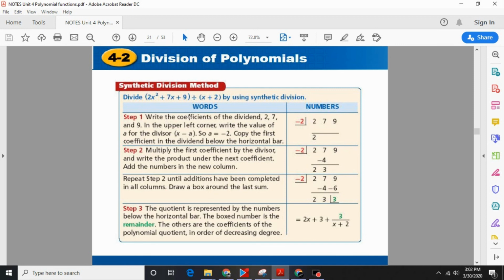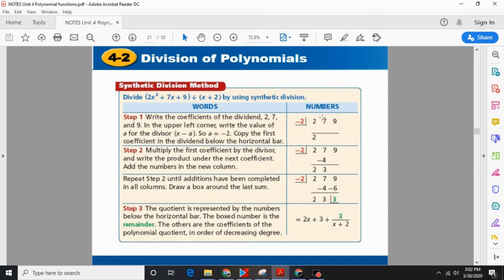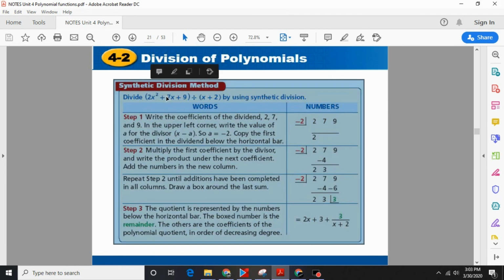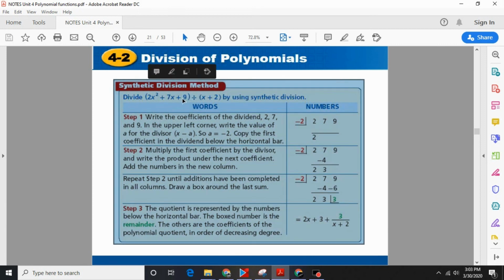I'm not going to go through it word for word, but take what you're dividing by, so in this case that x plus 2, and then set that equal to 0 and solve for x. And then from that you're going to get a -2. That -2 goes here. Okay, and then you draw just kind of a half box, and then to the right of that half box, the numbers 2, 7, and 9 come from the coefficients in your polynomial. The 2x squared, 7x, and 9.